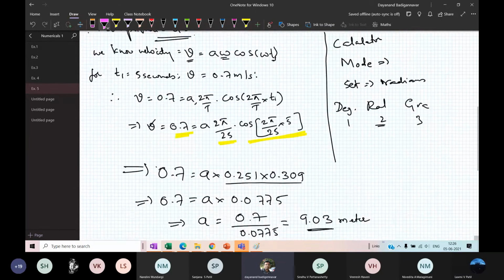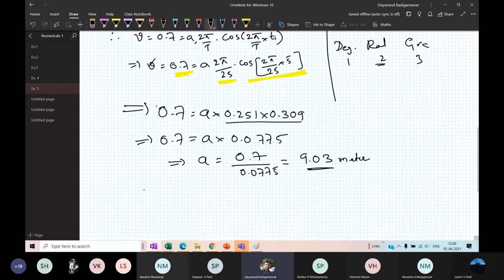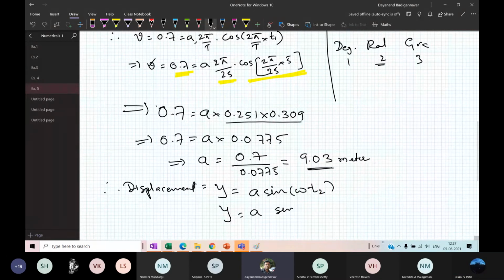So therefore Y is equal to, I have to rewrite. Therefore displacement Y is equal to A sine of omega into T2. That is Y is equal to A sine of omega, omega is 2 pi by T, into T. Why? Because you know that omega is 2 pi by T.